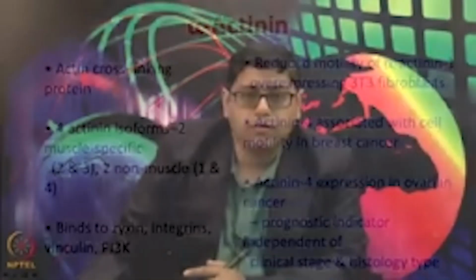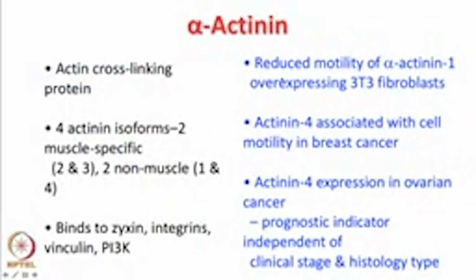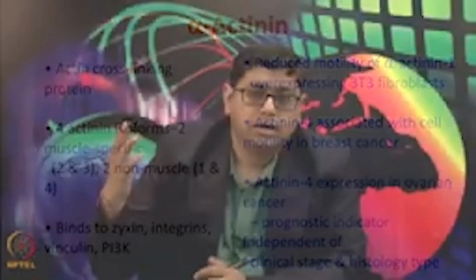Okay. Now, what has been observed is alpha actinin 1 and alpha actinin 4 have been found to play opposite roles with regards to motility. If you overexpress alpha actinin 1 in fibroblasts, cells become less motile, suggesting that alpha actinin 1 negatively regulates cell motility. In contrast, alpha actinin 4 is associated with enhanced motility of breast cancer cells, and it is not just true for breast cancer cells, but across multiple different cancer cells including brain cancer or glioma cells, ovarian cancer cells, pancreatic cancer cells, and so on and so forth.